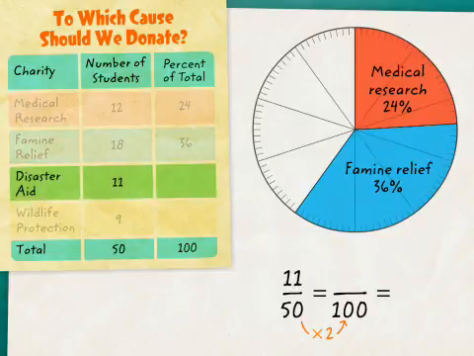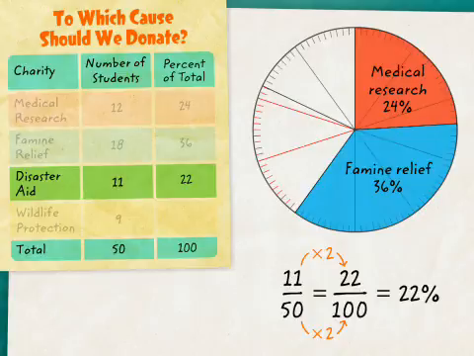11 out of 50 students chose disaster aid. 50 times 2 is 100. So she multiplied 11 by 2 to get 22. 22% of students chose disaster aid. From the second sector, Maya counted 22 tick marks along the circumference of the circle and colored the related sector, labeling it disaster aid, 22%.